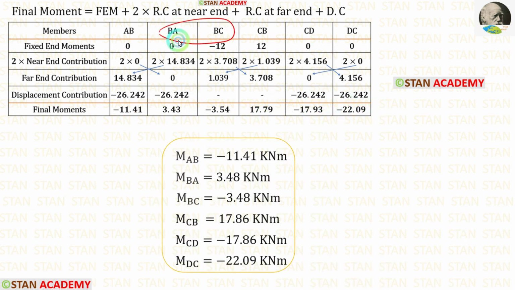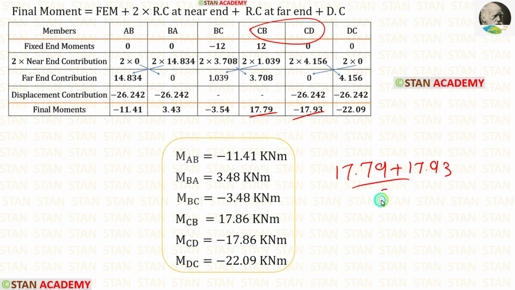In the joint B for BA and BC, for the moments we must get the same value, but here we are getting different values. So let us take the average of these two, 3.43 plus 3.54 by 2, we will get 3.48. Similarly, for CB and CD, we can take the average of these two, 17.79 plus 17.93 by 2, we will get 17.86.